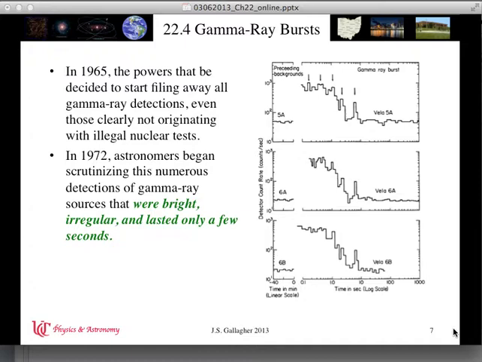In 1972, astronomers finally took the time to look at this data, and what they found was that what they were seeing were incredibly bright sources of gamma radiation. They were irregular, and they lasted only a few seconds in time.